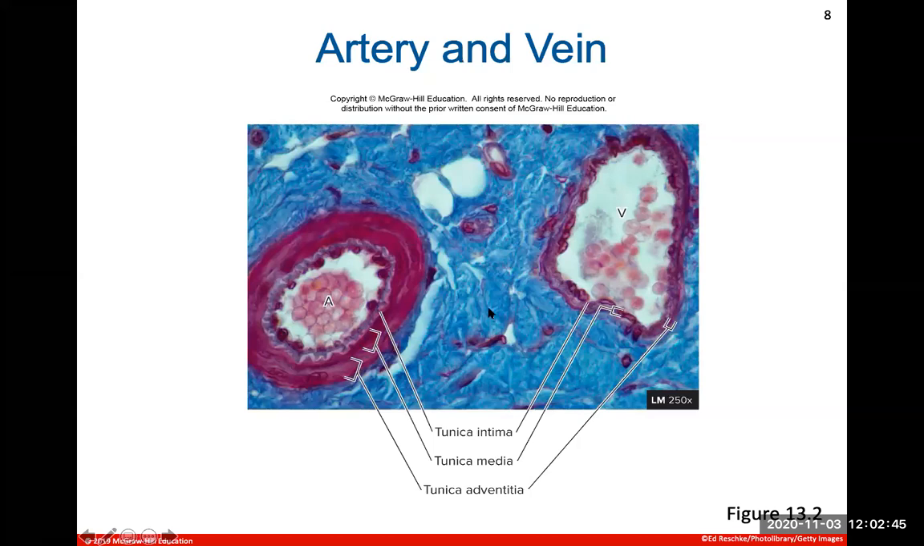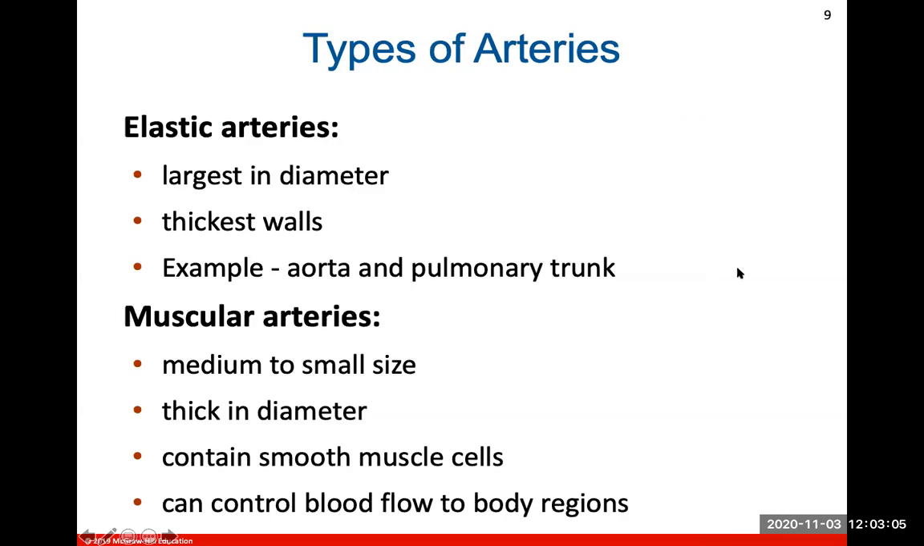So here's the differences, looking at a microscopic view of an artery and a vein. And you can see here how the tunica media layer, the muscular layer, will be much thicker in arteries, and in veins, their tunic layers are much thinner. Arteries also have the ability to maintain their shape, and veins often collapse on themselves.